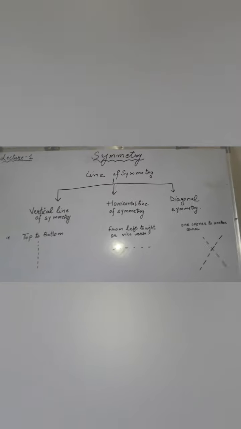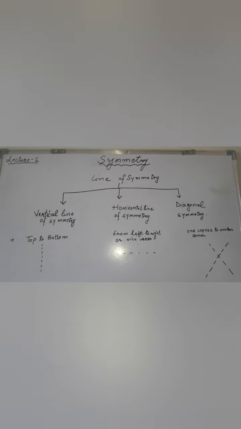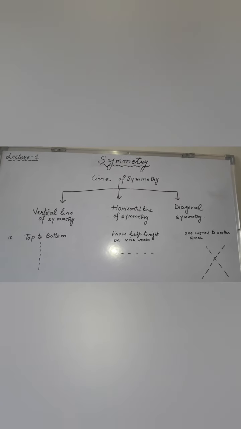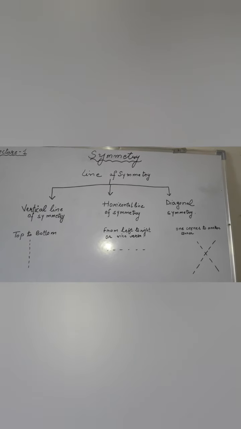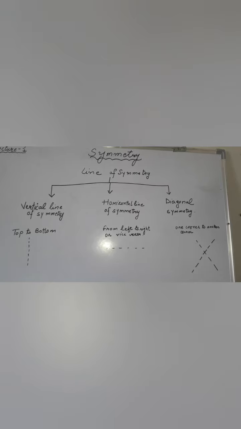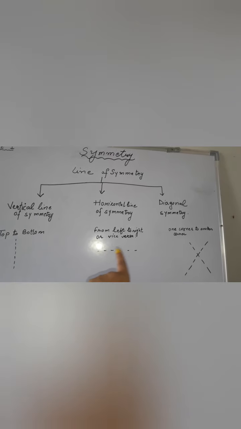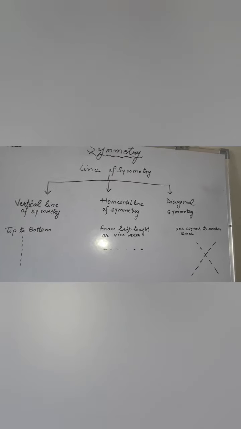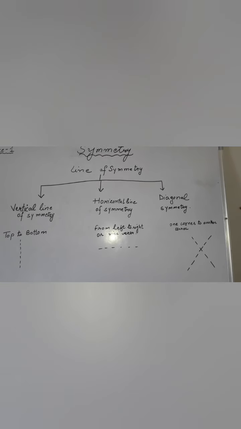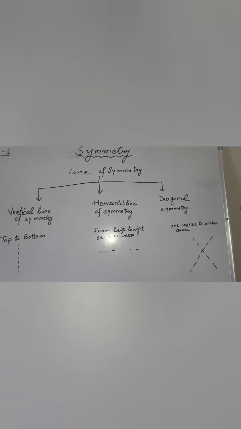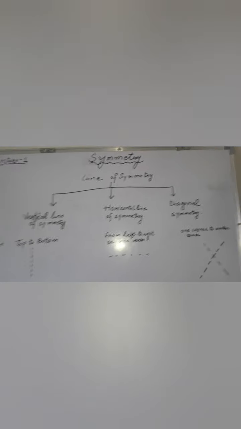Now I have three lines of symmetry. First one is the vertical line of symmetry, that always goes from top to bottom, and second is the horizontal line of symmetry, that is from left to right or vice versa, as you can see on my board. And the third one is diagonal symmetry, that always cuts from one corner to another corner, right?